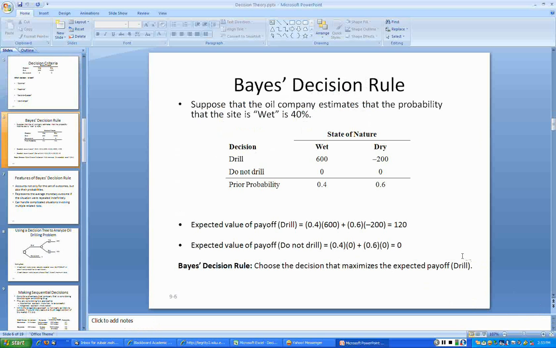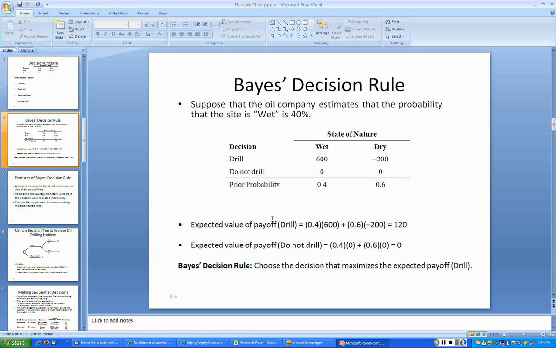Now, let us go with the Bayes decision rule, where we have some information about the prior probability. Suppose that the oil company estimates that the probability that the site is wet, that is there is oil, is 40%. Then naturally that it is not there is 60%, because either it has to be wet or it has to be dry, one of the two. So the total probability, wet plus dry, should always sum up to 1. Now what do we do in this case?